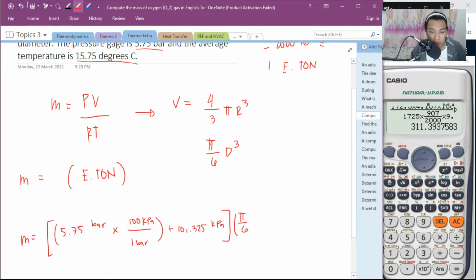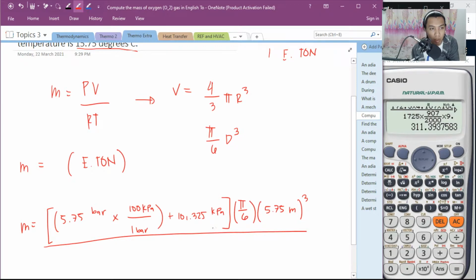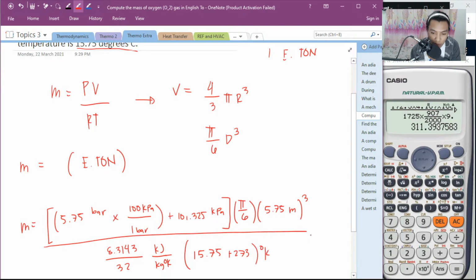And then you will multiply it with the volume. Pi over 6 in diameter, that is 5.75 meters, meters cube. I-divide natin ng R. The R is 8.3143 divided by 32 kilojoule per kilogram degree Kelvin. You multiply it with the average temperature, 15.75 plus 273 degree Kelvin. Ngayon, dito na tayo sa dulo mag-multiply.